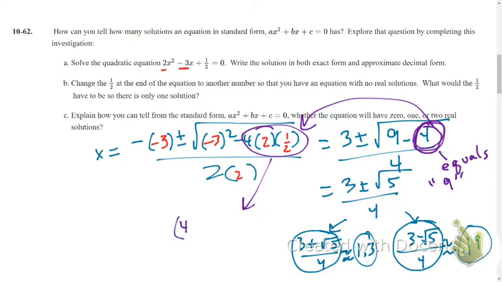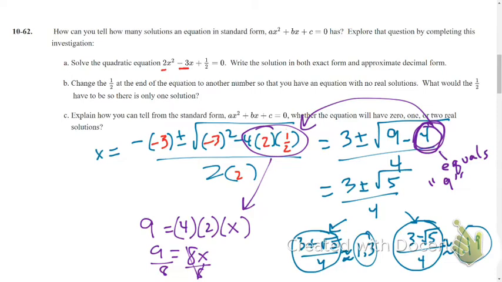I have 4 times 2 times something, and it has to equal 9. So we'll just call that something x. So we have 8x equals 9. Divide both sides by 8. That C value has to be 9/8.